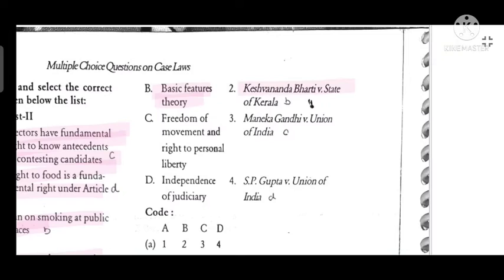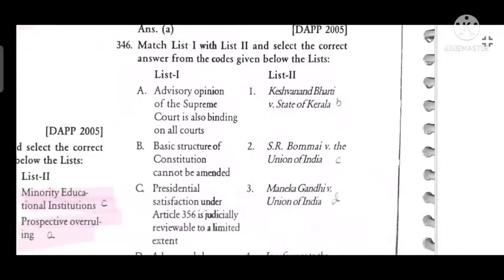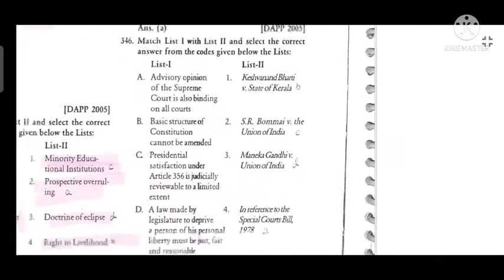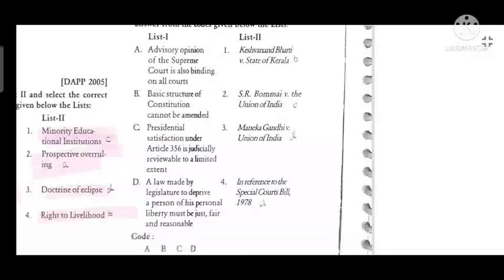Basic feature theory. Keshavananda Bharti versus State of Kerala. Freedom of movement and right of personal liberty. Menaka Gandhi versus Union of India. Independence of judiciary. SP Gupta versus Union of India. Advisory opinion of the Supreme Court is also binding on all courts. In reference to the Special Courts Bill Act, 1978. Basic structure of the Constitution cannot be amended. Keshavananda Bharti versus State of Kerala.